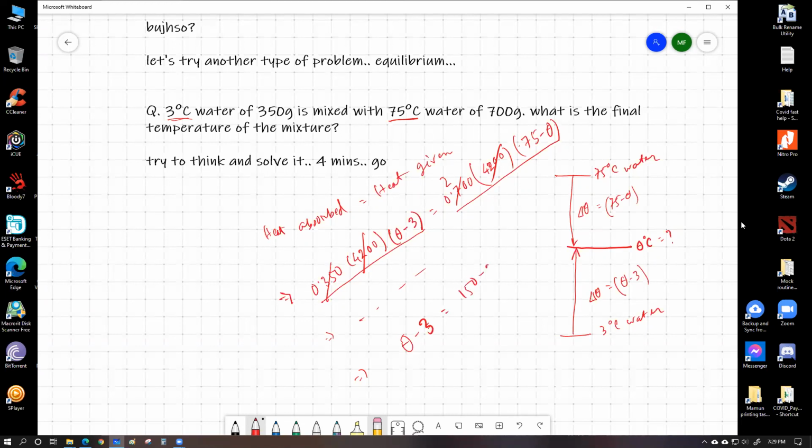150 minus 2 theta, which means 3 theta equals 153. Sorry, 153. So theta equals 51 degrees Celsius. This is supposed to be the correct answer.